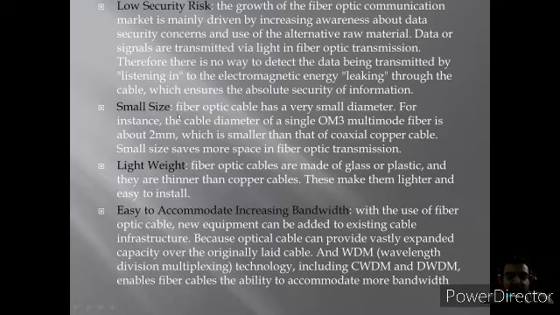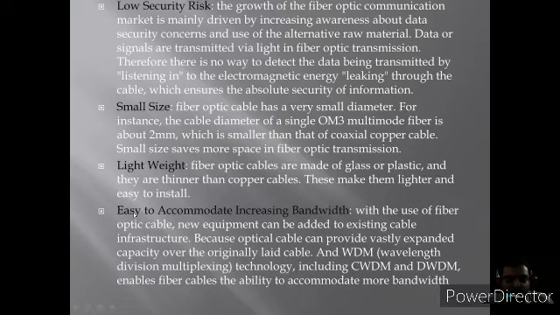Fifth, small size. Fiber optic cable has a very small diameter. For instance, the cable diameter of a single OM3 multimode fiber is about 2 millimeters, which is smaller than coaxial copper cable. Small size saves more space in fiber optic transmission. The sixth point is lightweight. Fiber optic cables are made of glass or plastic, and they are thinner than copper cable. This makes them lighter and easier to install.